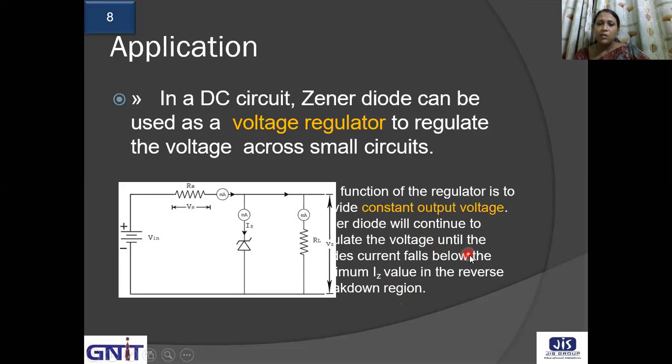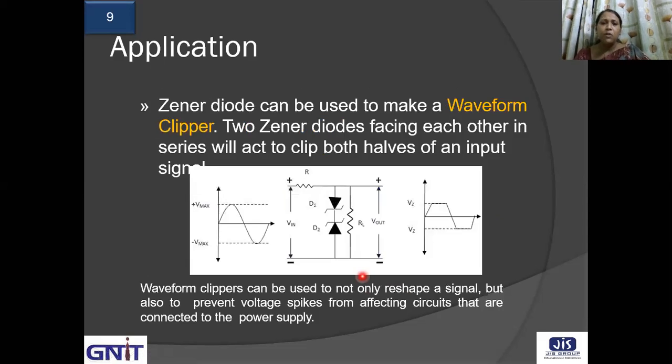It is already mentioned that the current falls below the maximum Iz value in the reverse breakdown voltage.